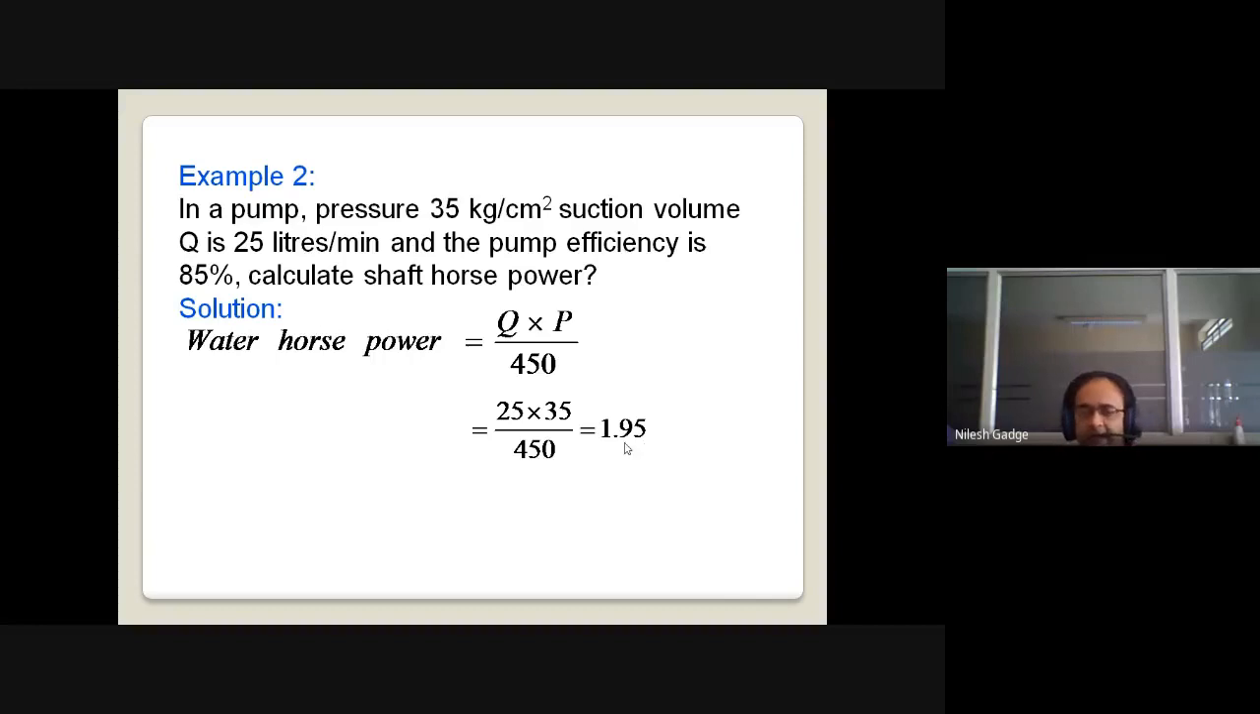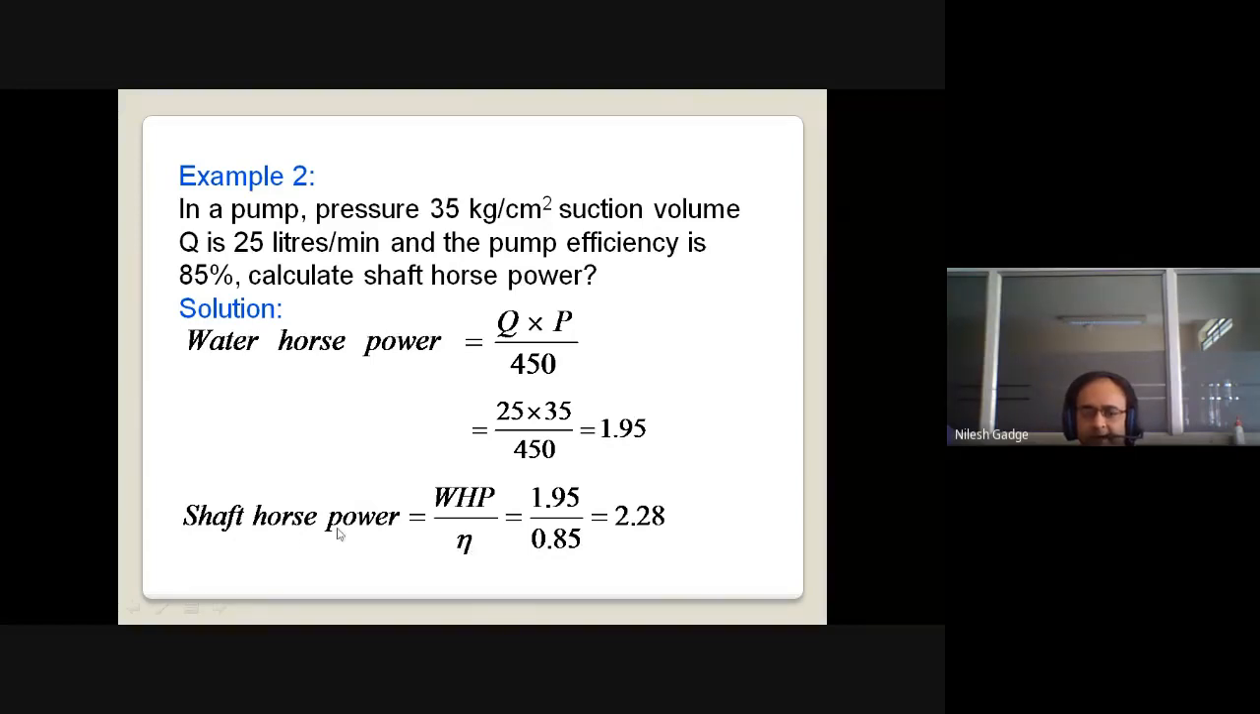After the water horsepower, use the formula directly. Shaft horsepower is equal to WHP divided by pump efficiency. We did not take 100 here, so instead of 85% we take 0.85, as a fraction instead of a percentage. WHP we already calculated as 1.95. So the answer will be 2.28. So this is the complete solution for shaft horsepower. Write down the example and the solution. It is very easy.